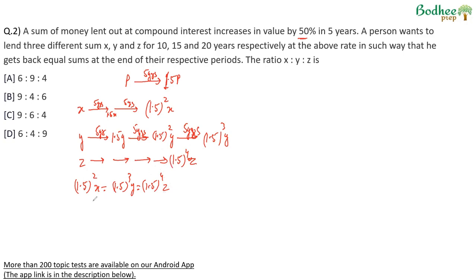Dividing by 1.5 square, we get x is equal to 1.5y is equal to 1.5 square z. These three numbers have to be equal. We are keeping them equal to 1.5 square, for example.